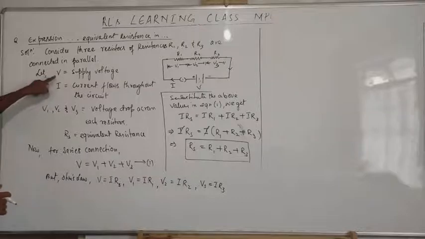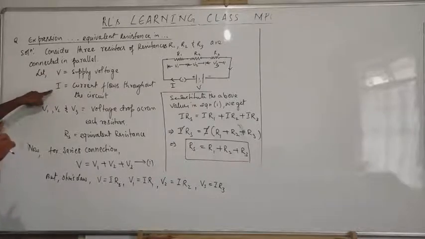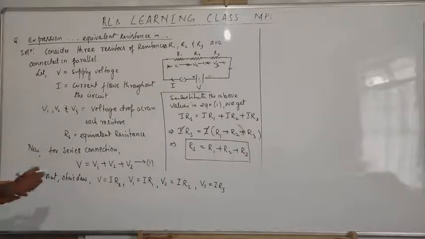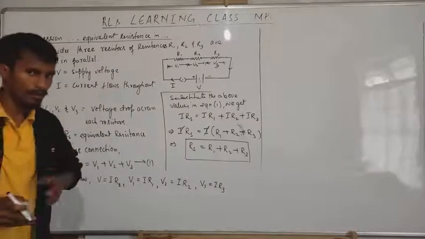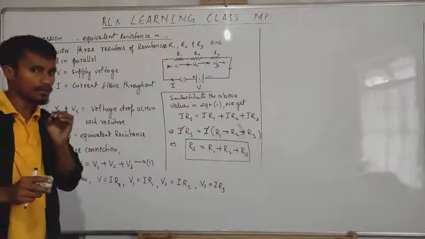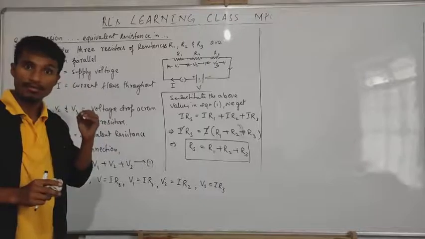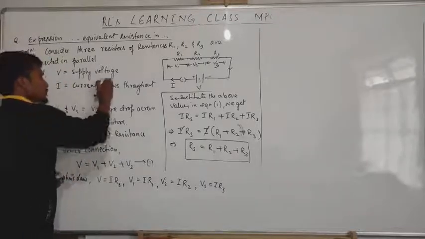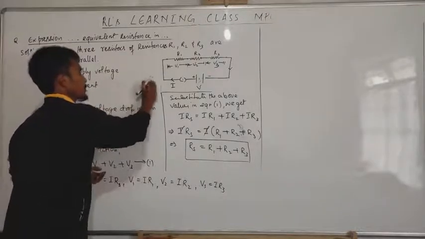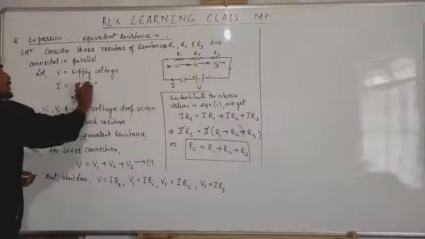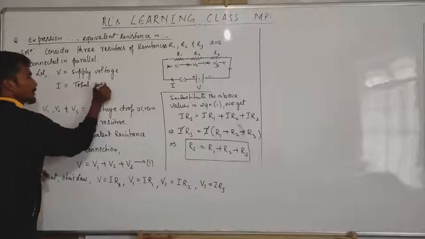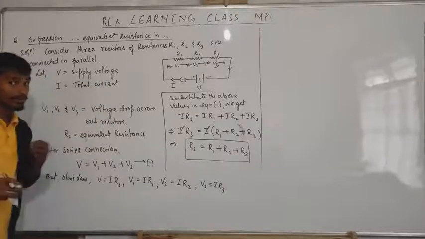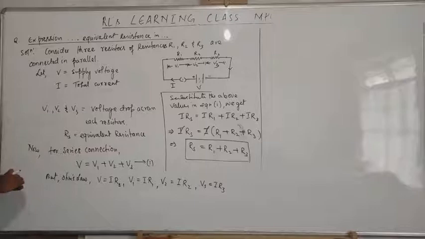Then here, let V be the supply voltage. That will be the same. I current flows. Now what is changing? Because here in parallel, voltage is the same, but current is divided into branches. And here I is the total current. Total current flows throughout the circuit.